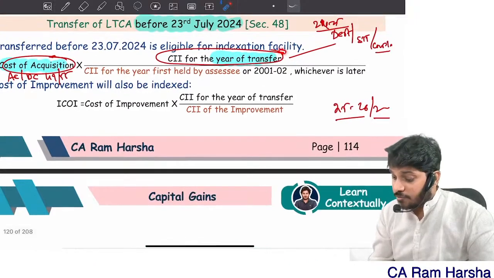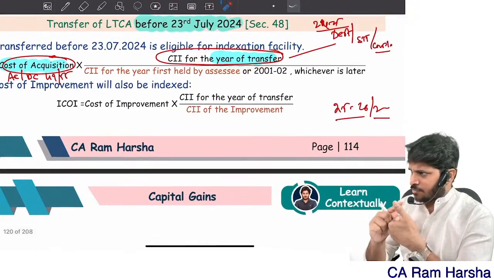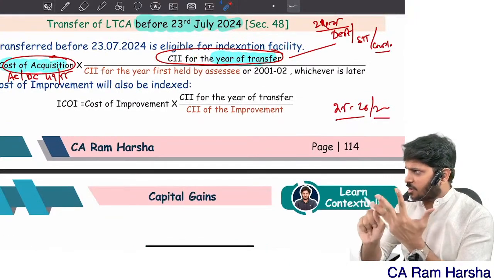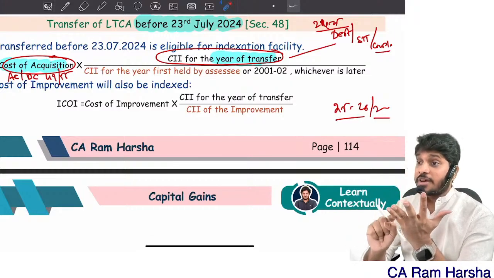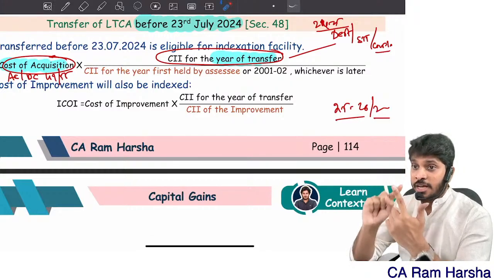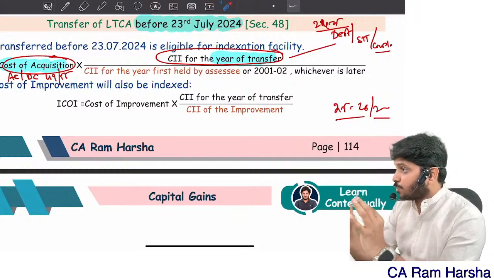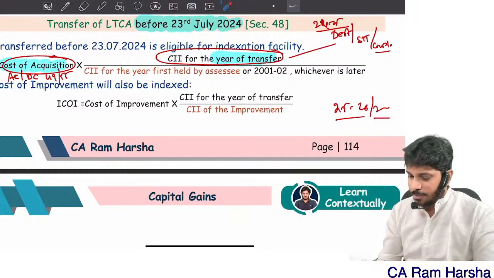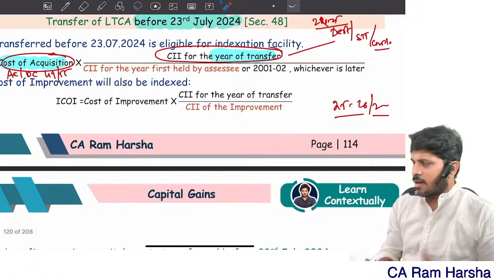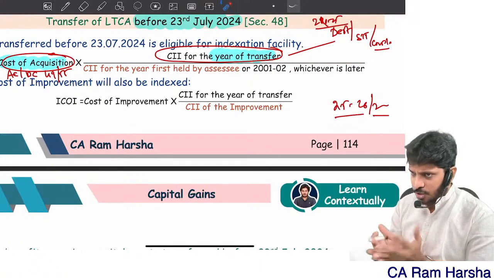Getting it? So year of transfer means what? Year of sale, year of exchange, year of relinquishment, year of extinguishment, year of conversion into stock in trade, year of destruction, year of compulsory acquisition. That's what year of transfer means. So that number you should put always, denominator. Very simple. When you got the asset into your hand, you are an assessee, right?